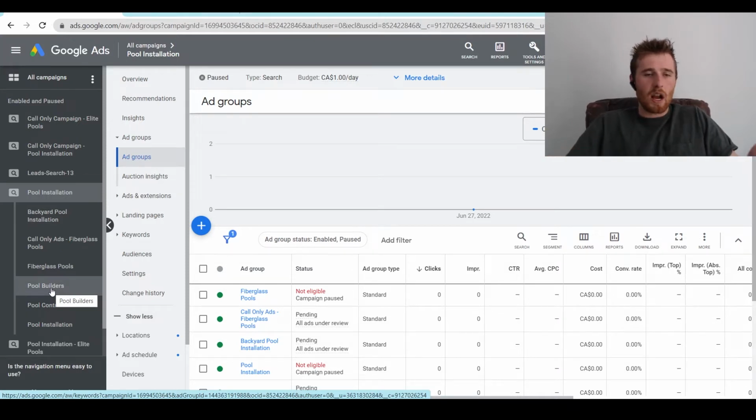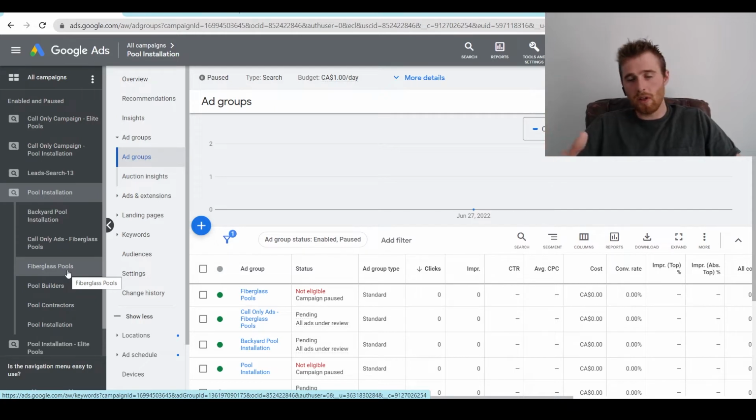That being said, how do we actually go about choosing ad groups? As long as the keywords are relevant to our ads, so say our keywords say pool builders and our ads say, custom pool builders near you, stuff like that.